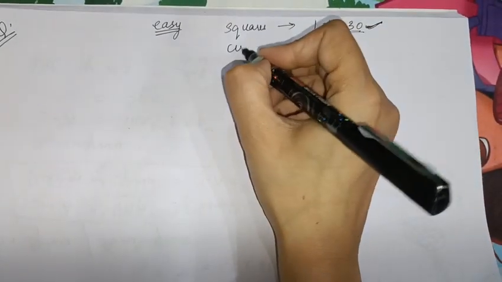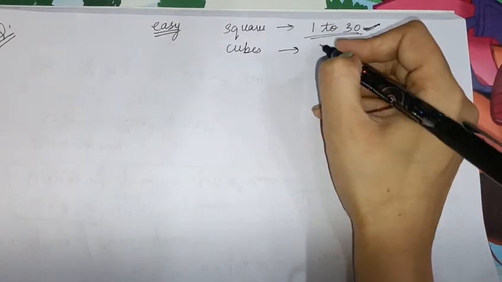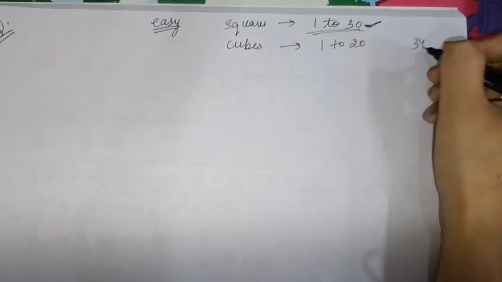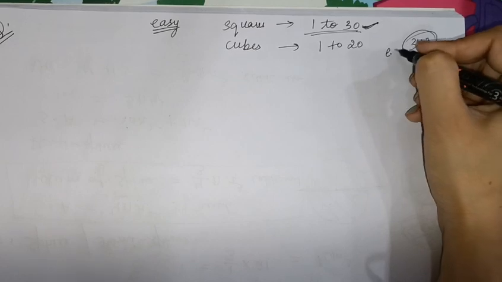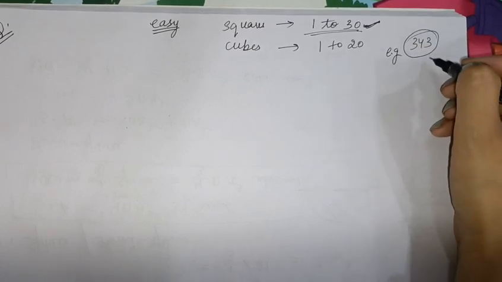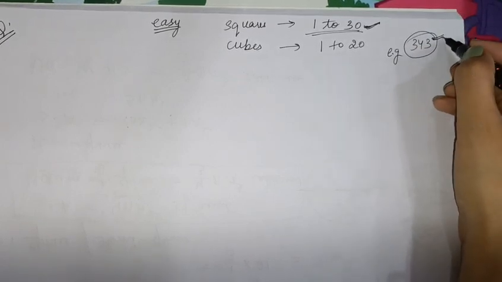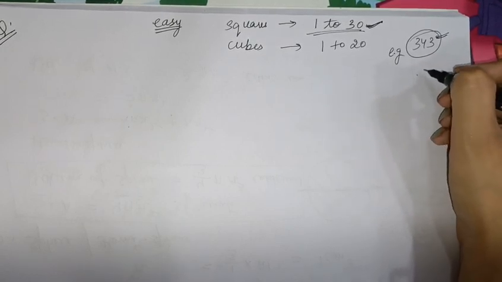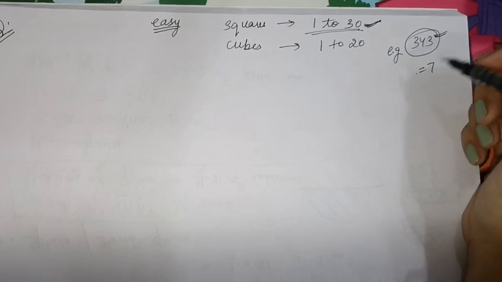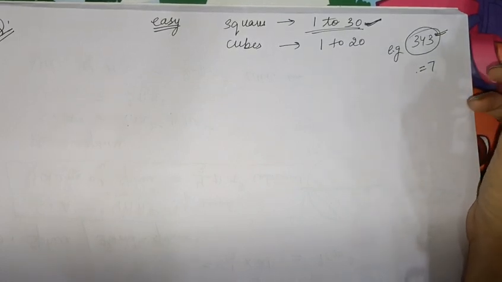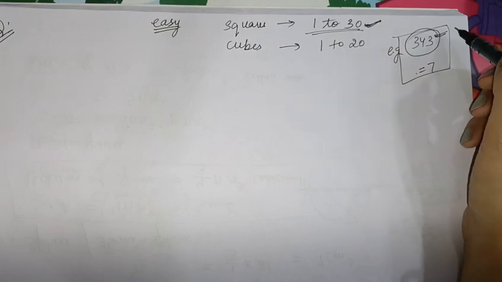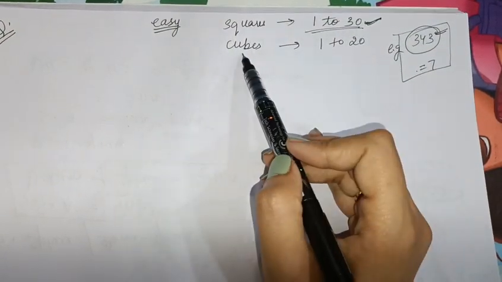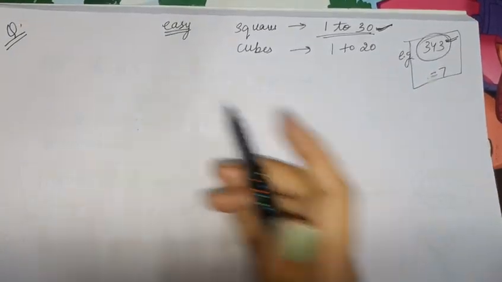Then cubes you can learn 1 to 20, because sometimes 343 will come. For example, if you have to find its cube root immediately, and you know that 343 is a cube of 7, you can write its cube root equals 7 without any workout. Just to save time during exams, you can do this practice. Learn squares 1 to 30 and cubes 1 to 20. Now let's start with the question.